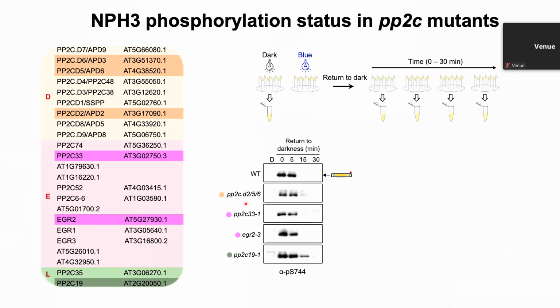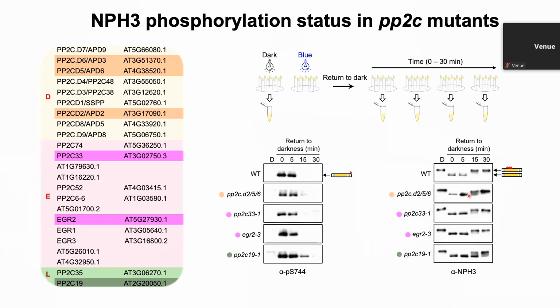And there's a triple mutant here of clade D. There's a small effect that you're seeing, a sustained level of S744 phosphorylation. But most notably here is one of these clade L members, PP2C19. You get quite a substantial sustainment of S744 phosphorylation in darkness compared to the wild type.